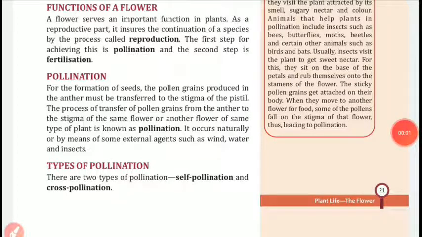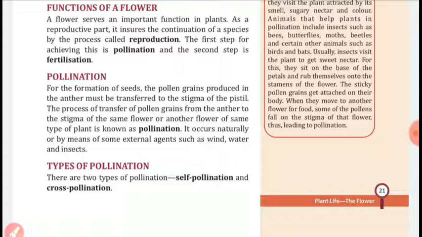In this video, we will study the functions of a flower. A flower serves an important function in plants. As a reproductive part, it ensures the continuation of a species by the process called reproduction.